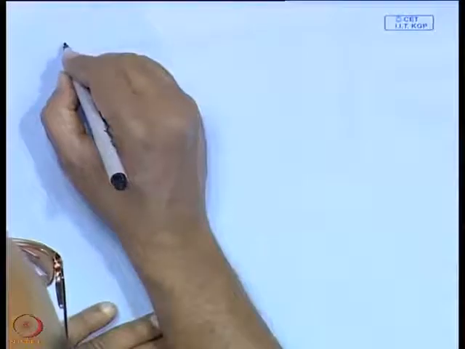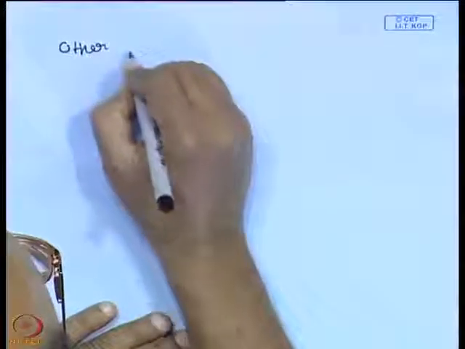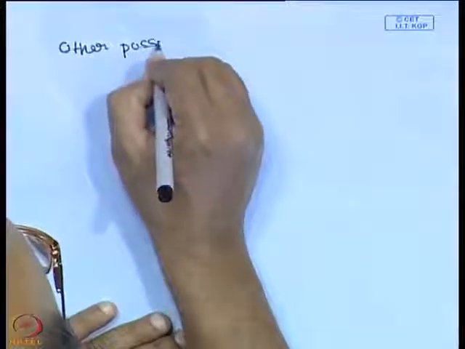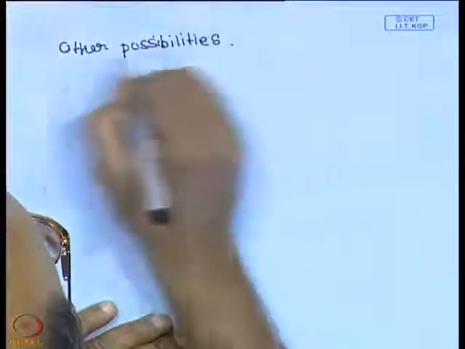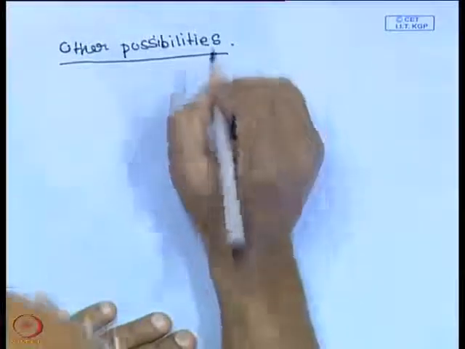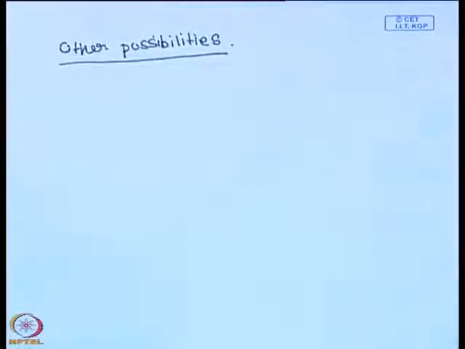But there are other possibilities. This is the most probable possibility. There are other possibilities, and there are not one or two other possibilities, there are many other possibilities. So here we shall only be discussing some of the more probable ones.